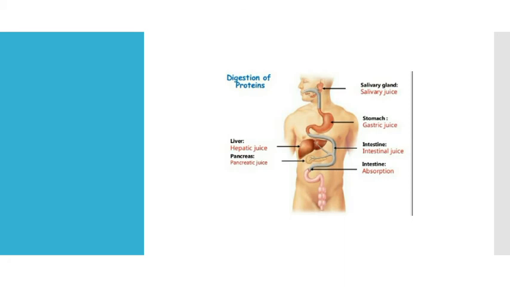A small picture of digestion of protein. First of all, salivary gland: salivary juice. Stomach: gastric juice. Intestine: intestinal juice. Liver: hepatic juice. Pancreas: pancreatic juice.